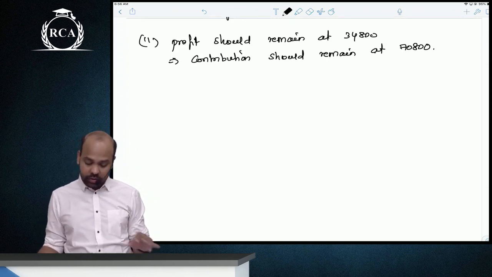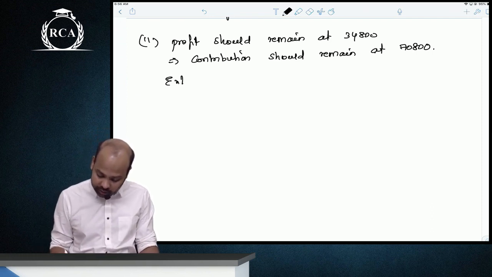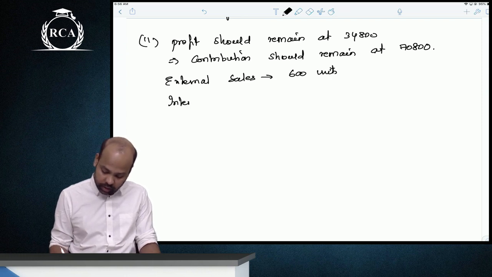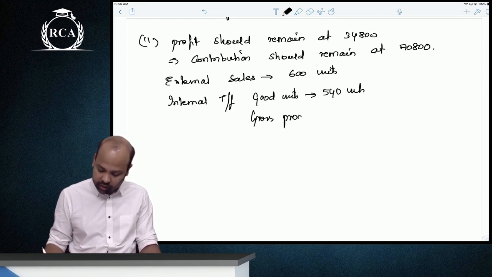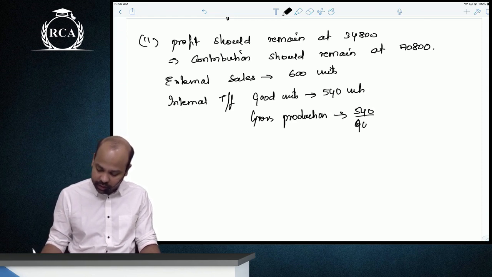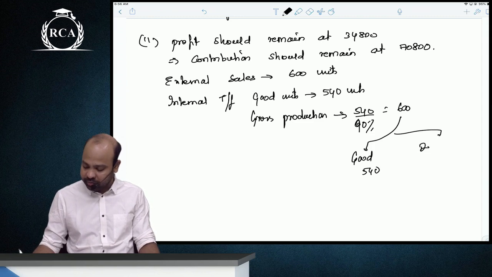Yes. So for this to work out, what did I tell you? What is given here? External sales are only going to be 600 units. Internal transfers should be of good units only, which means your gross production should be 540 divided by 90%, that is 600 units. Out of that there will be 540 good units, and then 60 defective units.